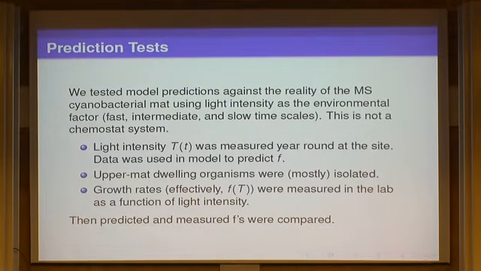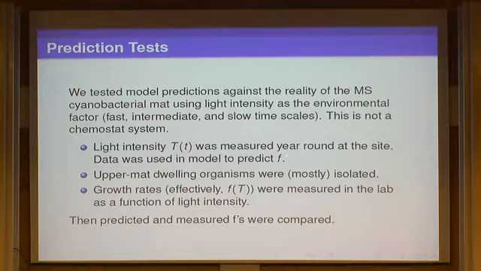Okay. So we wanted to test some of our predictions against the actual system. So this graduate student, Shane, did the following things. First of all, he went out and measured light intensity year-round. I'll show you the plot of the data in just a second. And he threw that data into the model. So the model says, given capital T, we can predict an optimal species. So he did that. He measured T of t and predicted an optimal species.